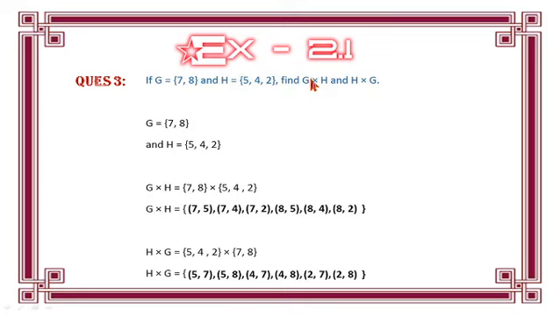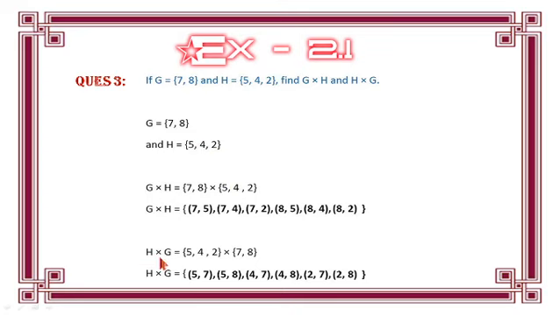Now let's discuss a few questions of exercise 2.1. Let's take question number 3. If G is given as 7 and 8, H is given as 5, 4, 2, then find G cross H and H cross G. We have done one example of the same kind. Let's understand one more time. G and H are given. Now let's find G cross H, means first element we will take from set G. So 7, 5, 7, 4, 7, 2. Then 8, 5, 8, 4 and 8, 2.